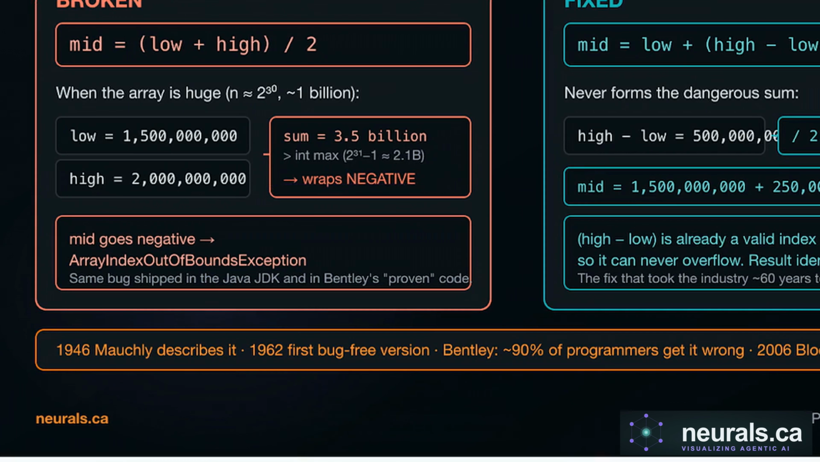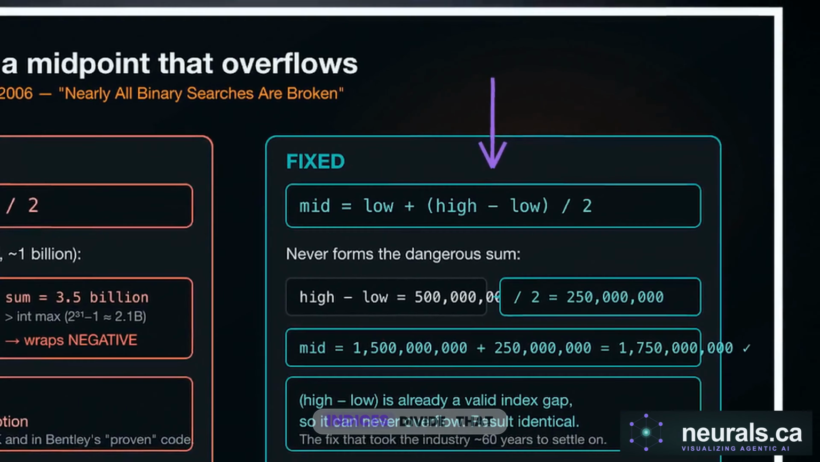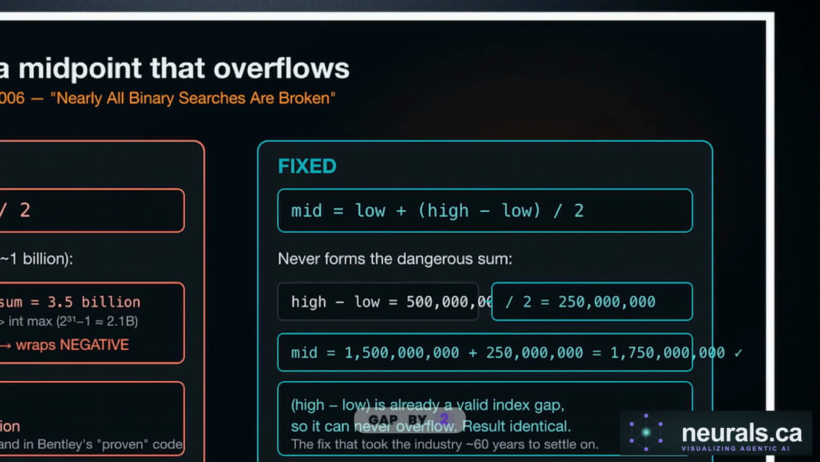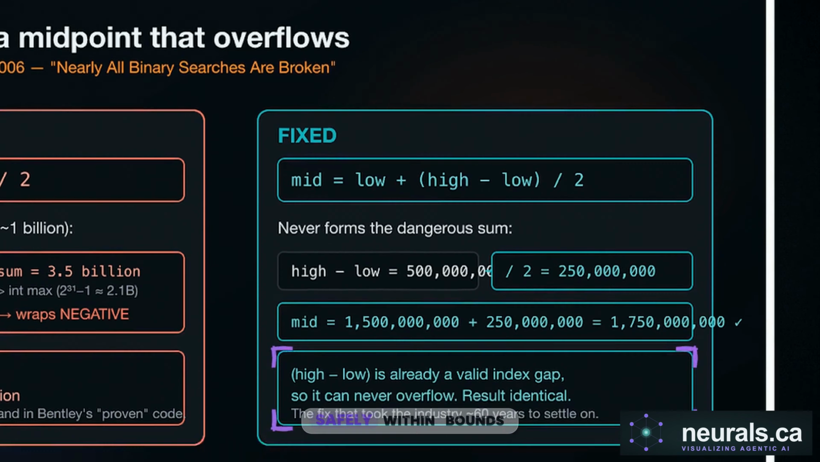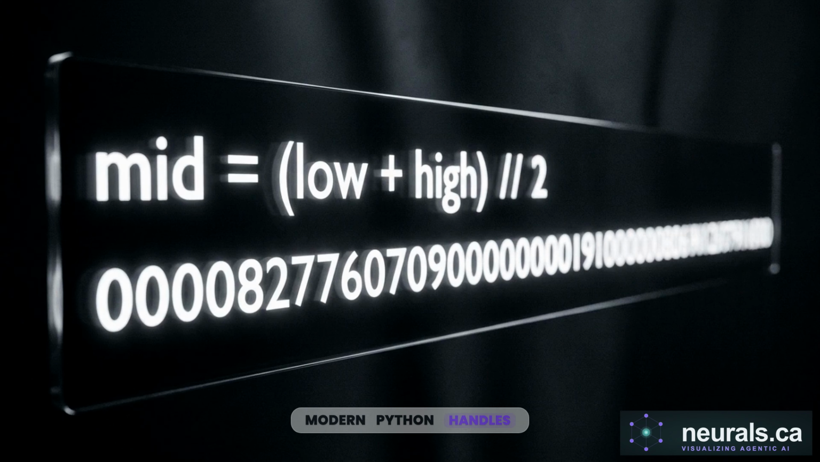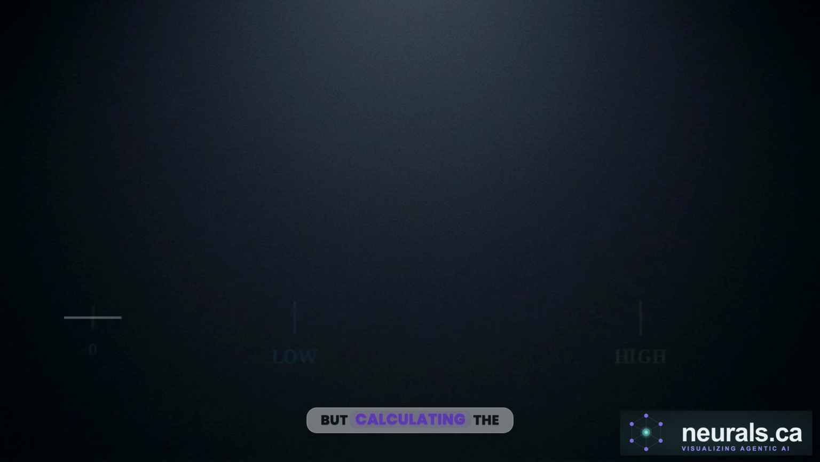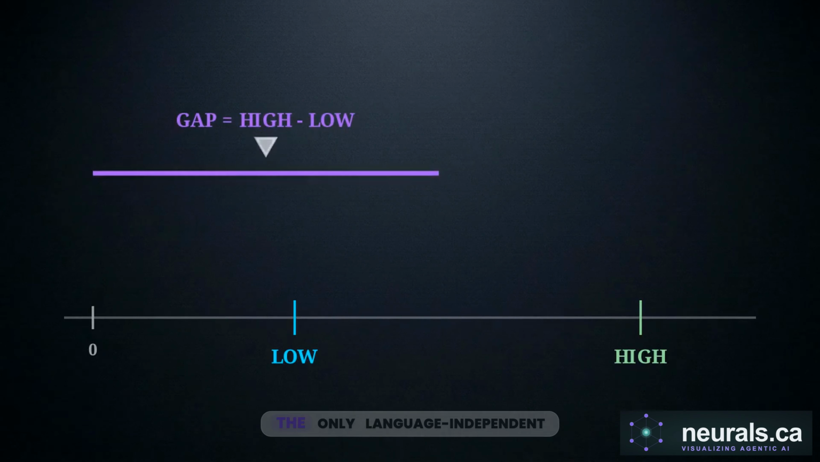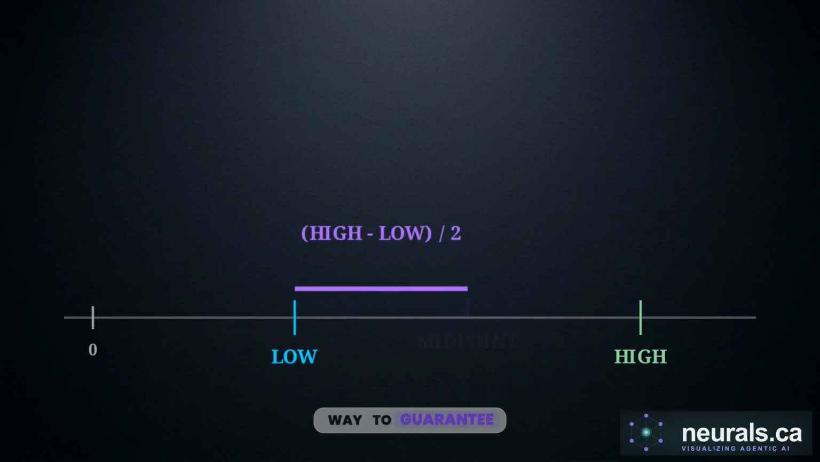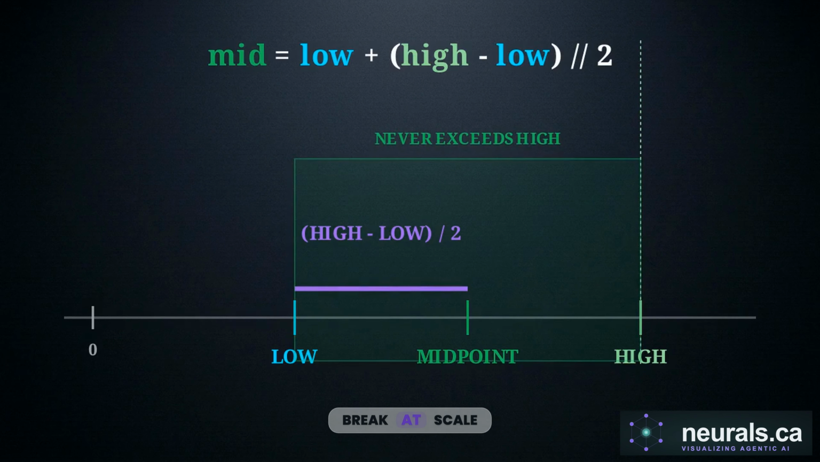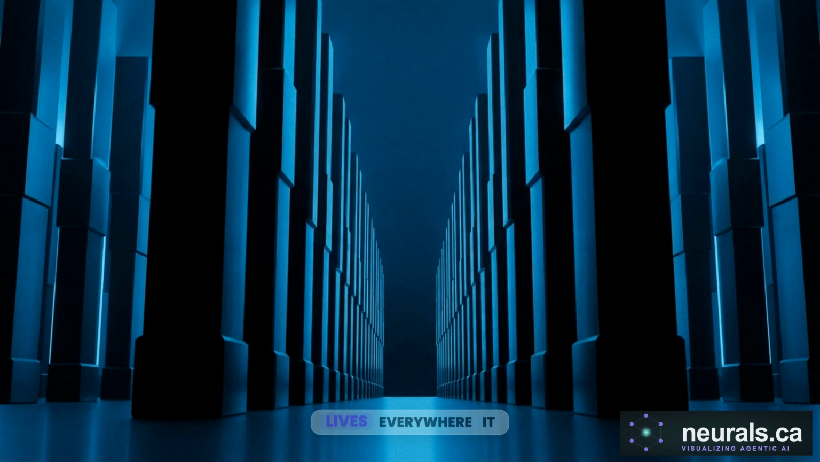To fix it, Joshua Bloch showed that you have to calculate the gap between the high and low indices, divide that gap by 2, and add it back to the low index. This keeps the numbers safely within bounds. Modern Python handles massive, arbitrary precision integers natively, so it won't trigger this specific crash. But calculating the gap rather than the sum remains the only language-independent way to guarantee your search won't break at scale. Today, this logic lives everywhere.